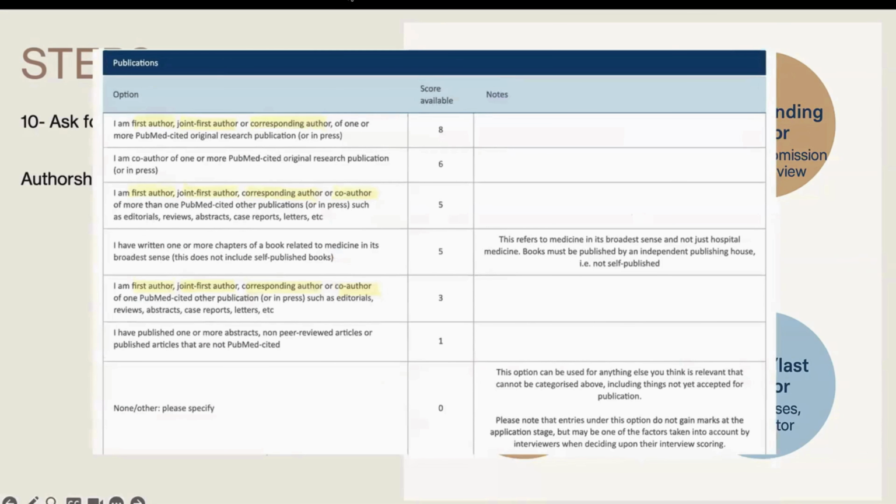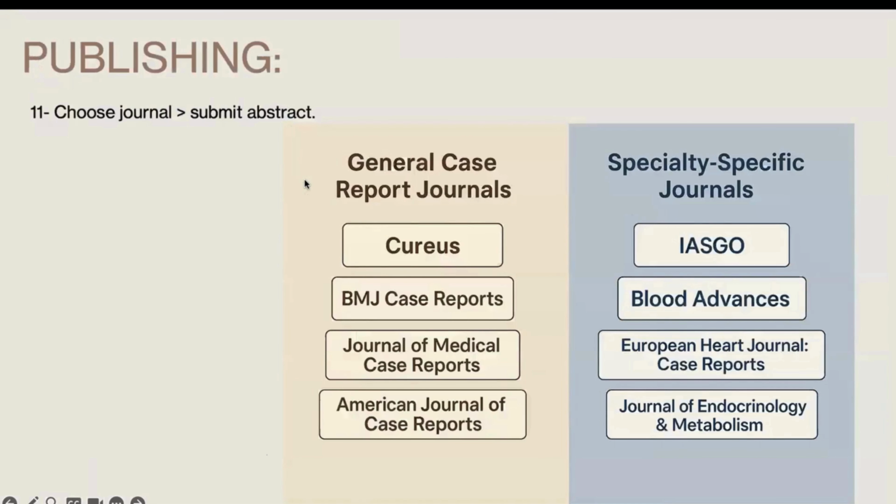As you can see, this is again the self-assessment application for the IMT, I think. First author, joint co-author, corresponding author, co-author, the same. It doesn't really matter if it's a case study. They accept literally anything. They give you the same points. The difference between points is basically the amount of research you've done, not what you were as an author at all. Okay, publishing. Almost there.